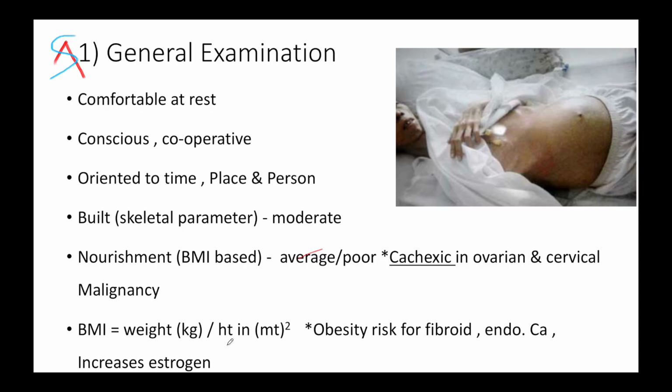Then you have to calculate her BMI based on her weight and height. In this, obesity is most important. Generally according to ICMR, more than 25 BMI is obese. Obesity, what happens? It increases the estrogen. As fat converts androstenedione to estrogen at a higher rate, estrogen in the body is increasing, so estrogen exposure is increased, then there is a risk of fibroid and endometrial carcinoma.